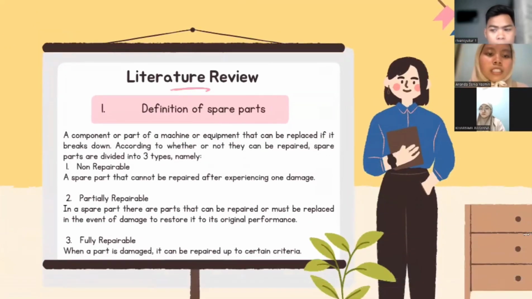This is a literature review. First is the definition of a spare part: a component or part of a machine or equipment that can be replaced if it breaks down. According to whether or not they can be repaired, spare parts are divided into three types, namely, first, non-repairable, second, partially repairable, and third, fully repairable.